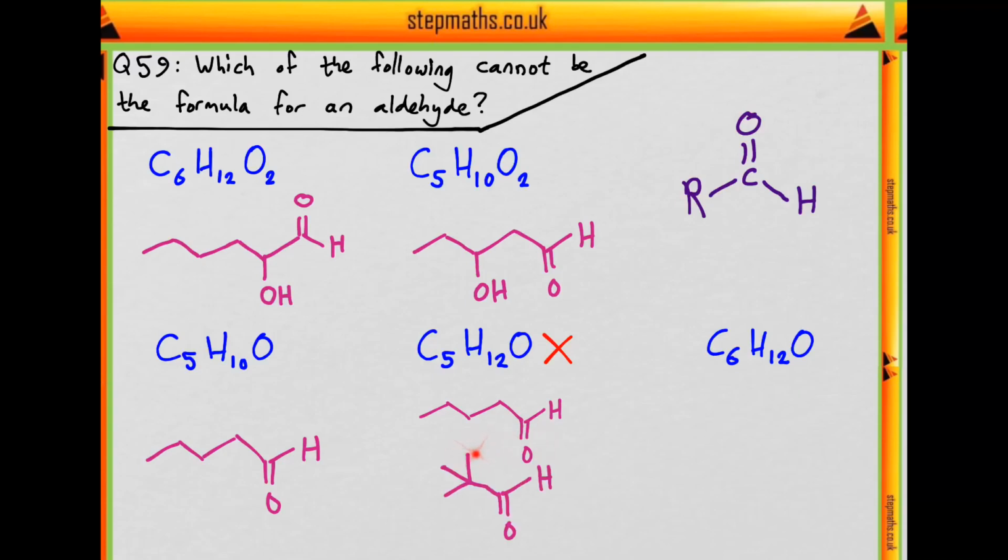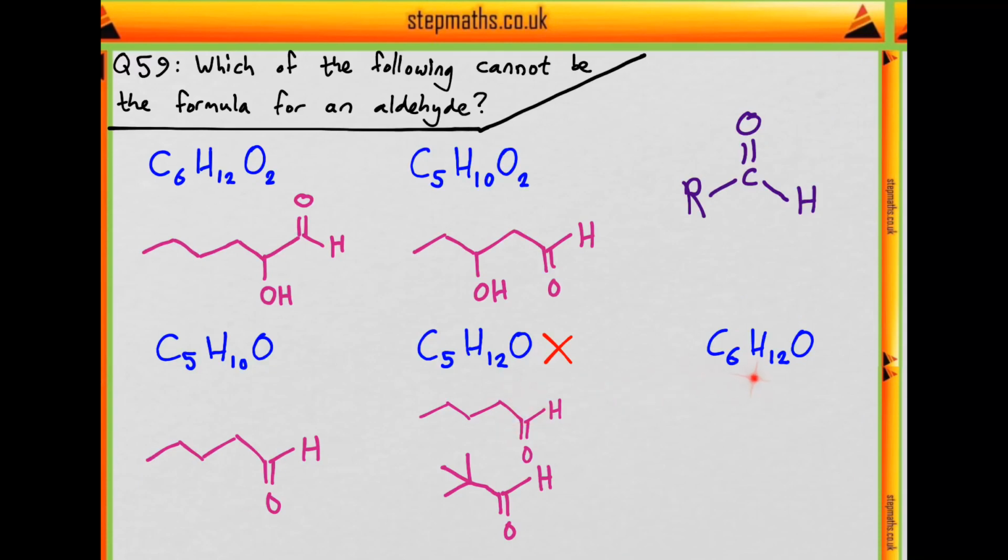So we know this can't be the case, but what if we try and rearrange it? Well, we should know that changing the carbon chain, so going from this butyl group to a tertiary butyl group, isn't going to change the number of hydrogens. We still have 3, 6, 9, 10. So there's no way we can just get 12 by rearranging the formula. So there's no way this can be an aldehyde.